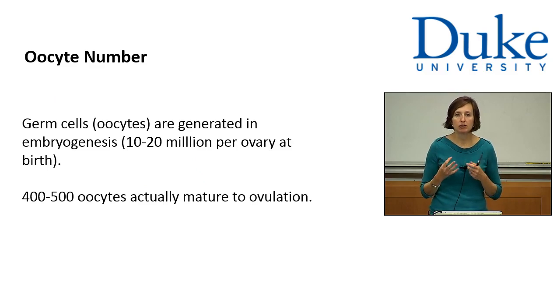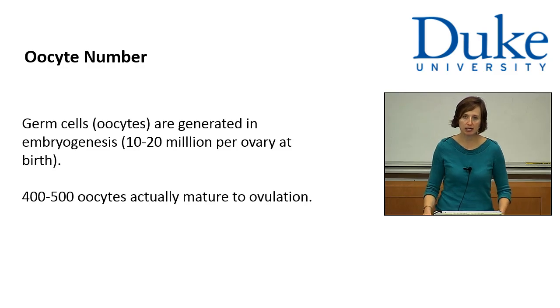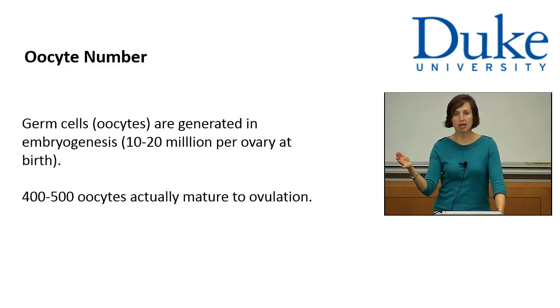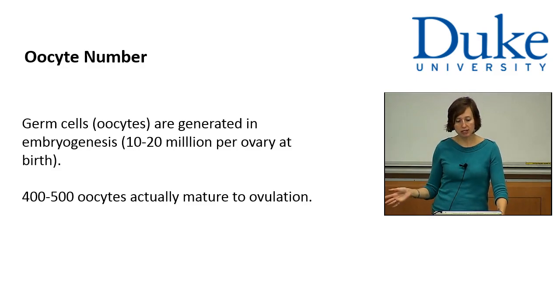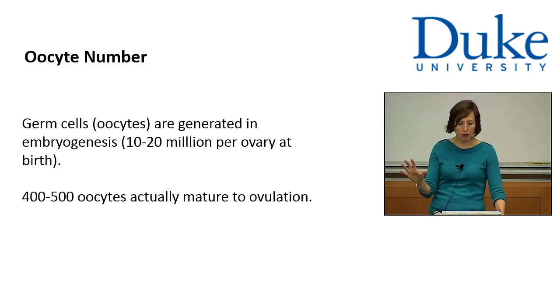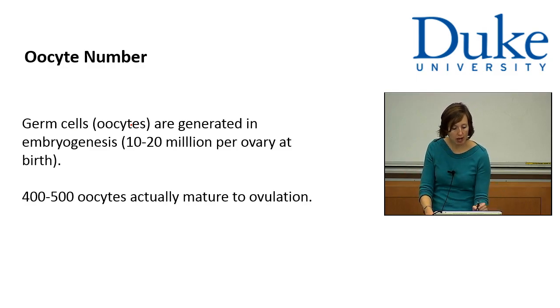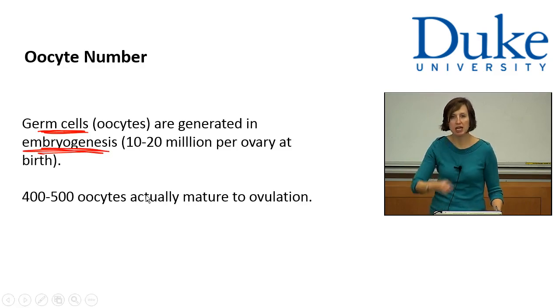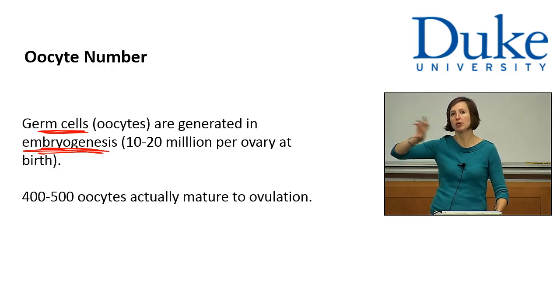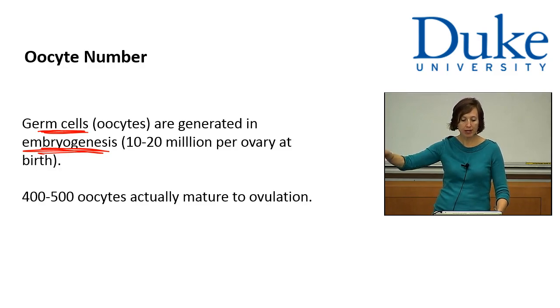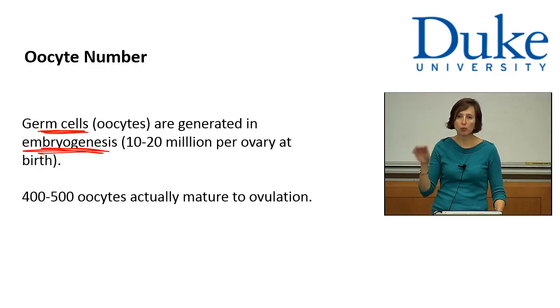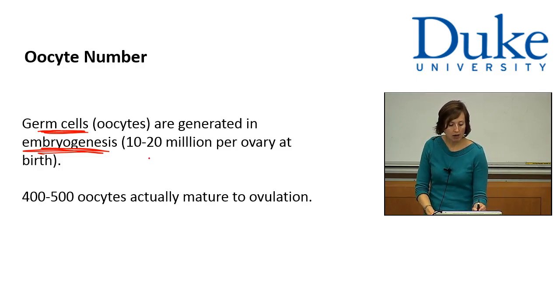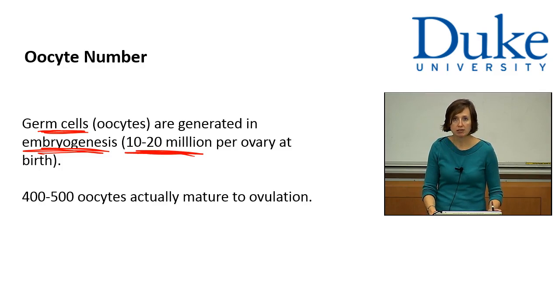So let's compare the female germ cell production to the male, where we said that the male throughout his life basically can make new germ cells. In the female, this is going to be a big difference, where a female is going to be born with her germ cells. So embryo germ cell production is going to happen during embryogenesis. It's just final maturation that's going to occur during the menstrual cycle. And a female is going to be born with millions of germ cells, of oocytes.